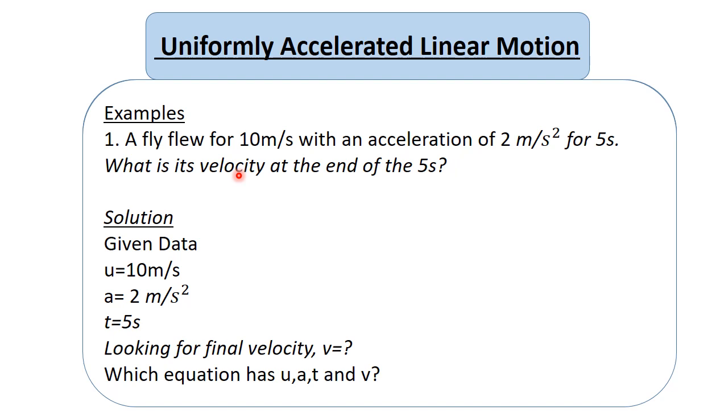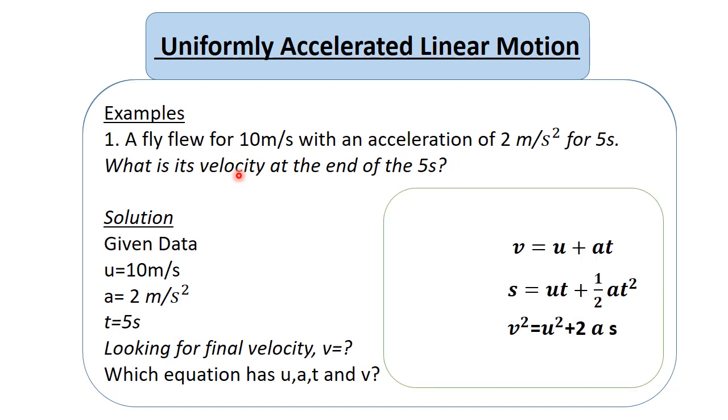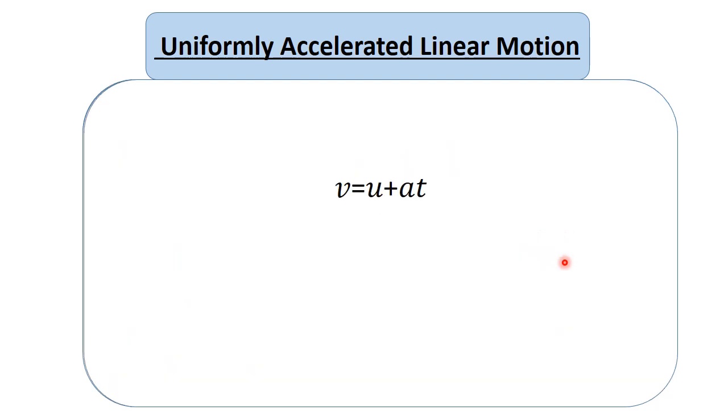So on the equations of motion, which equation has initial velocity, acceleration, time, and final velocity? So we take a look at the equations of motion. Which one has u, a, t, and v? If we take a look at the first one, it has v, it has u, it has a, it has t. So this one has everything we need. So we're going to use the first one. This is the equation: v is equal to u plus at.